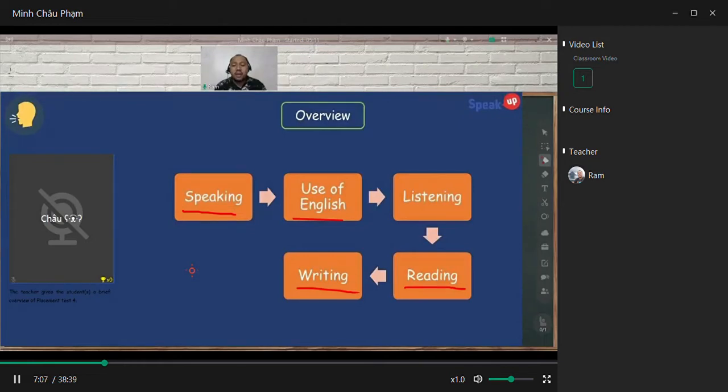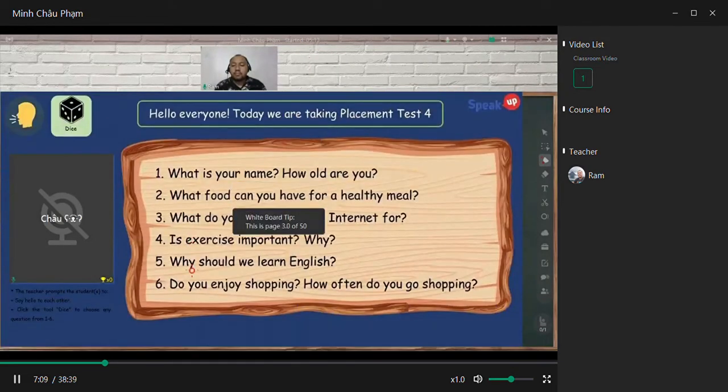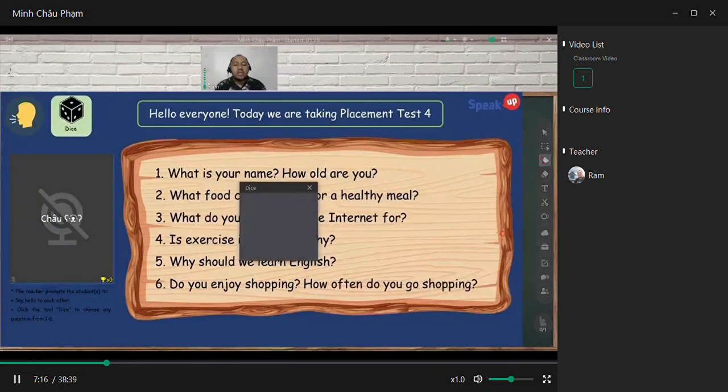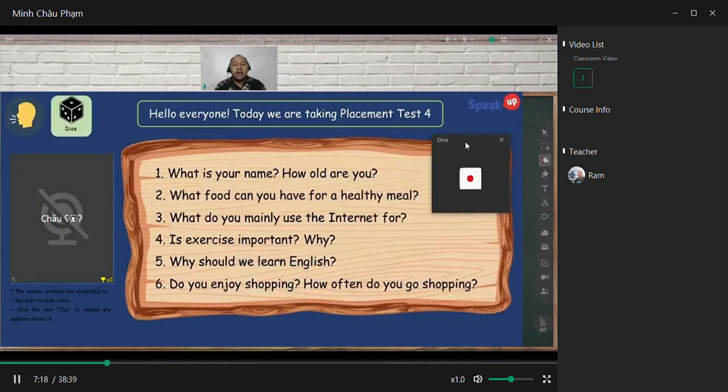Are you ready, Lucy? Okay, so for the speaking test, again, I'll only be able to ask 5 questions and we'll ask them randomly. I do have the dice here. Based on the result of the dice, that'd be the question that I'll be asking you. Can you please click the dice for me, Lucy? All right, so the first number is 5. The question there is, why should we learn English?